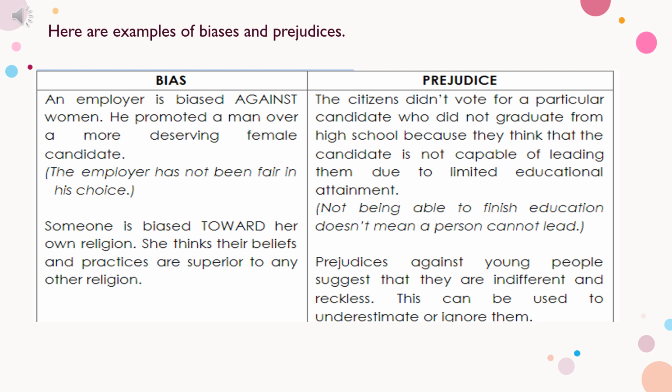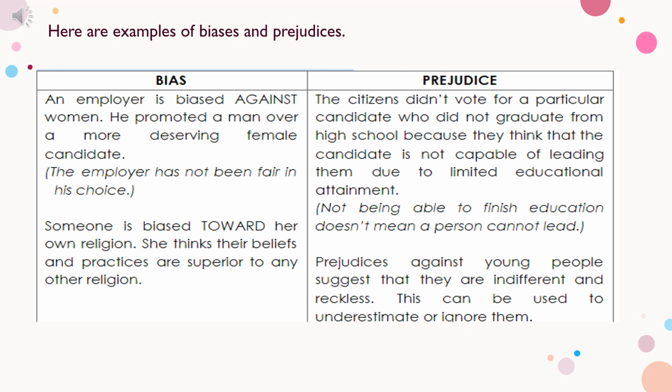For you to better understand what are biases and prejudices, let's have examples. So we have here under the bias and prejudice column. Let's have the first example. An employer is biased against women. He promoted a man over a more deserving female candidate. So why is it under bias? So the employer has not been fair in his choice. Okay, so the employer has not been fair in his choice.